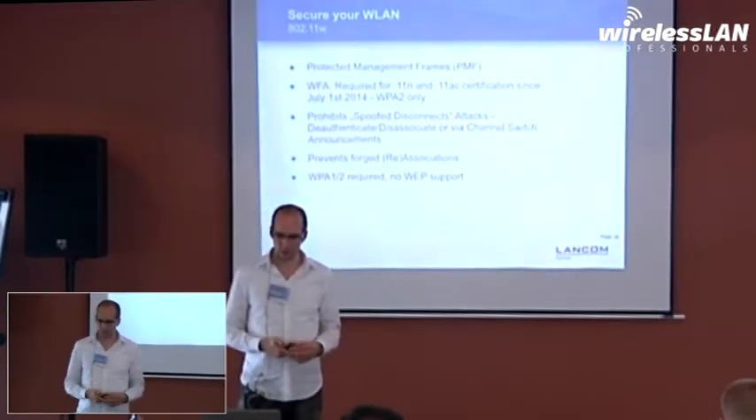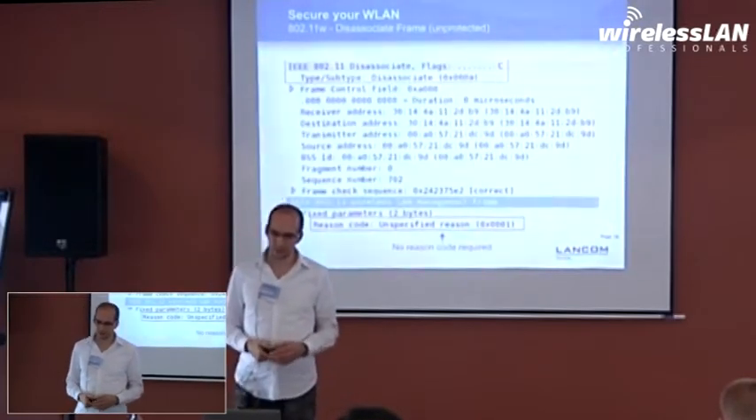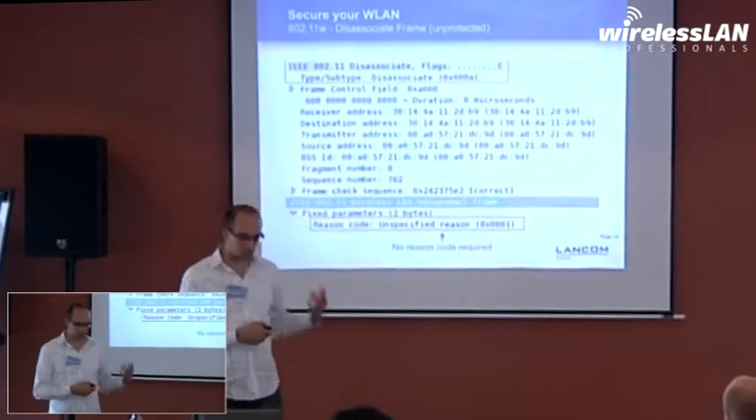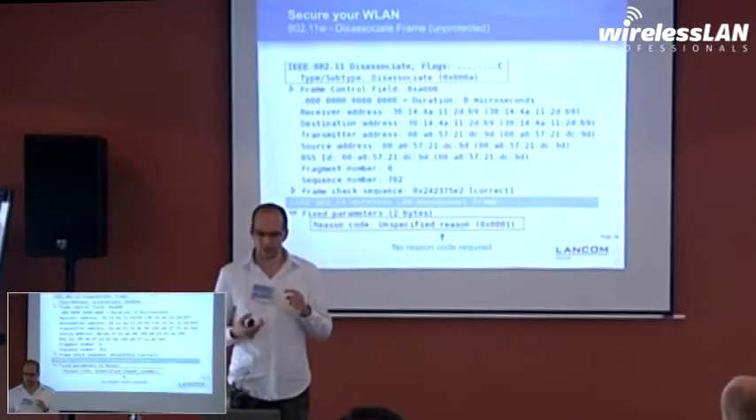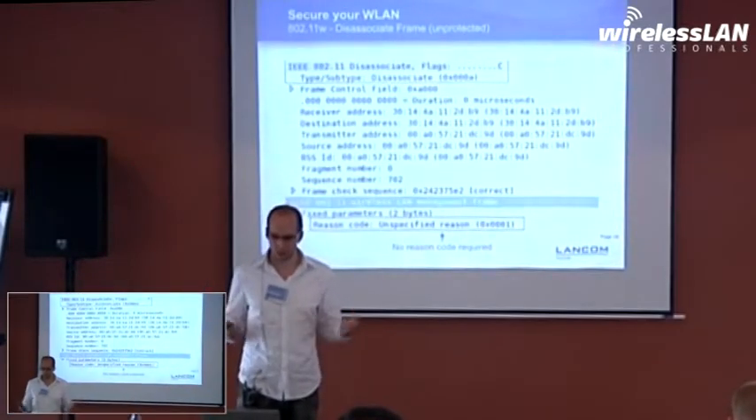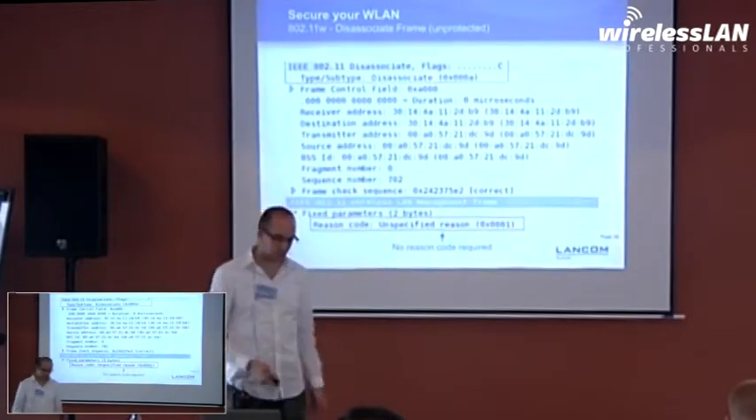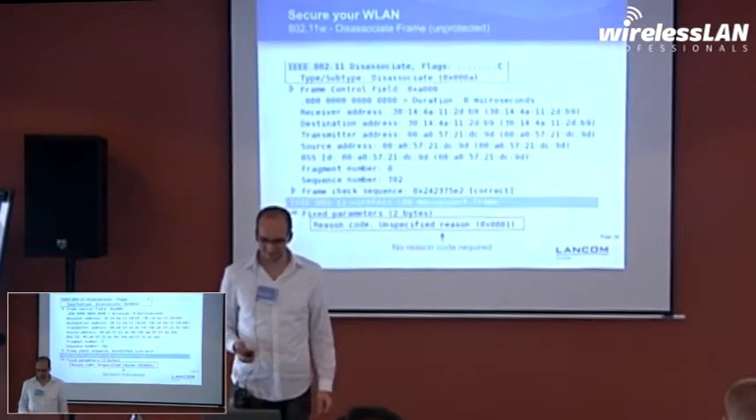I'm not going to get into detail on that, but if you really want to know how easy it is to deauthenticate or disassociate a client, this is the frame you need to send. It just says disassociate. You need to have the AP and the client MAC right, but you can spoof that. And you do not even need to offer any reason code why the client should be deauthenticated, and it just works.